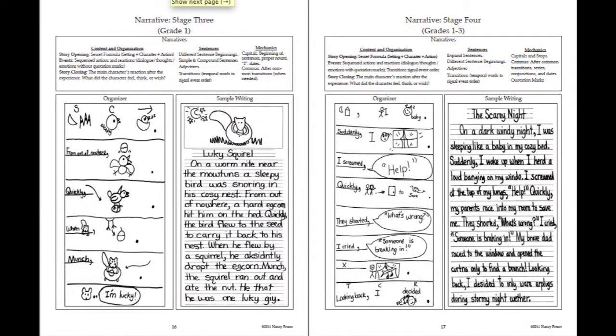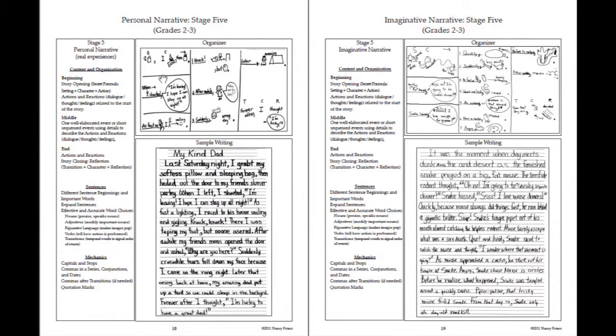Stage 3 is for grade 1. Again, the same setup: descriptors, organizer, sample writing. Stage 4 is for grades 1 through 3: descriptors, organizer, sample writing. And this continues on through stage 5 for second and third.